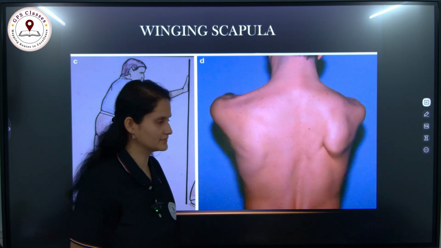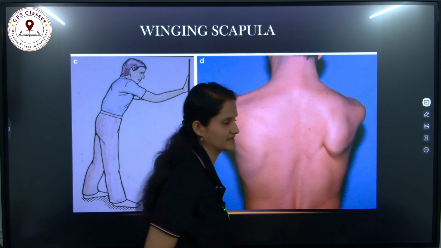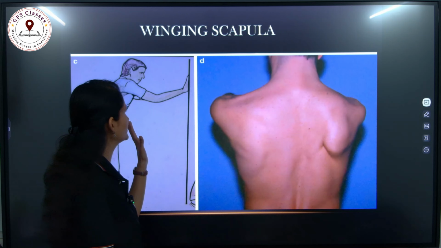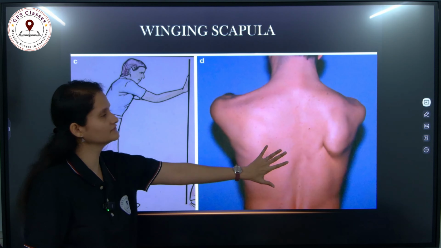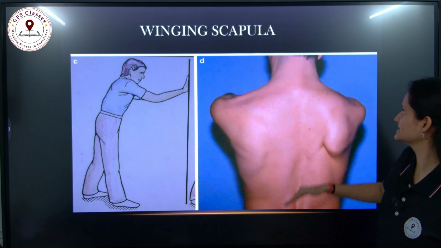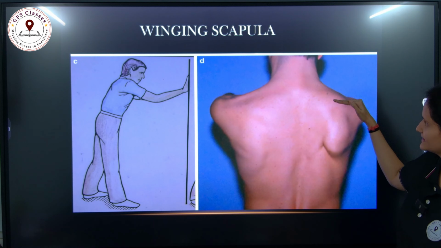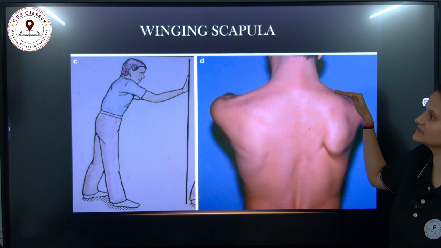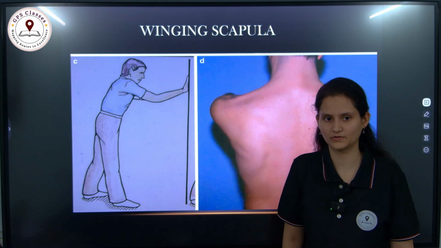So what is winging of the scapula? The medial side and the inferior aspect of the scapula will be seen prominent. Whenever the person tries to move something or push something, he will not be able to do so due to the winging of the scapula. It happens when there is excessive pressure on the shoulder, or whenever there is a sudden injury on the shoulder, there will be injury to the serratus anterior, giving rise to winging of the scapula.